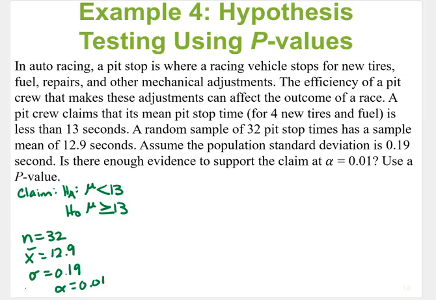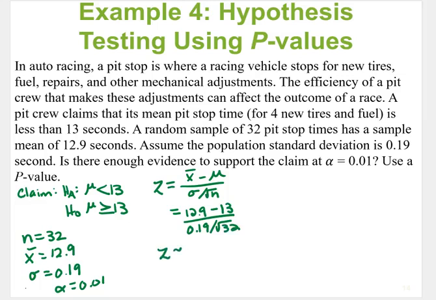So I have my claim, I have my alternate, I have identified my alpha, excellent. The next step is to find that test statistic. So let's find that. The z is equal to x bar minus mu over the standard deviation divided by the square root of n. So let's plug all that in. That's going to be 12.9 minus 13 divided by 0.19 divided by the square root of 32. I put all that in my calculator, and I get my test statistic to be about negative 2.98. Again, remember z is rounded to 2 decimal places.